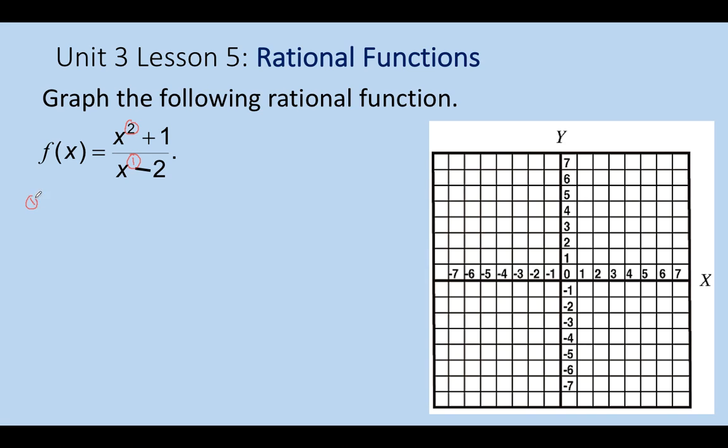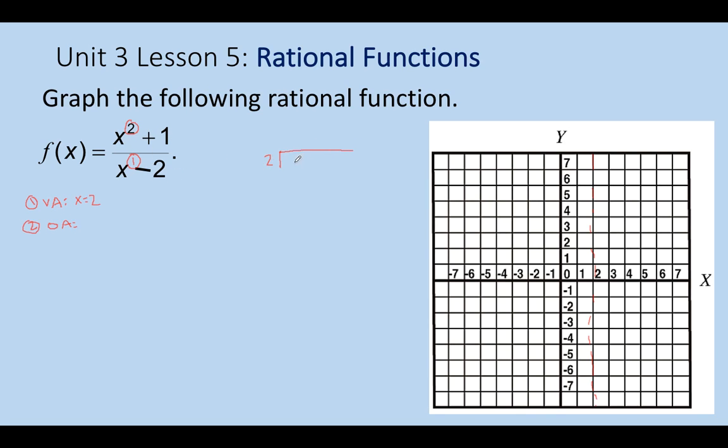So I guess step number 1, what are my vertical asymptotes? Well, again, that's the easy thing to pick out. X equals 2. And so I've got a vertical asymptote right here at 2. Step number 2, figure out my oblique asymptote. Well, remember, how are we going to do that? We're going to do the synthetic division. I'm going to put 2 over here.